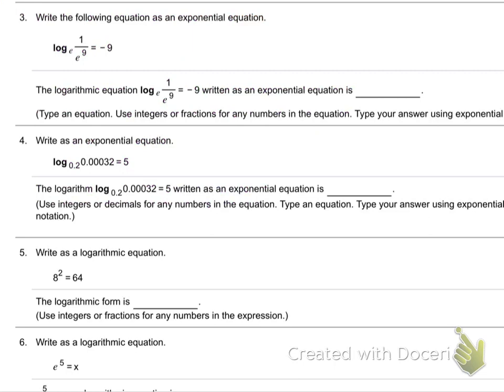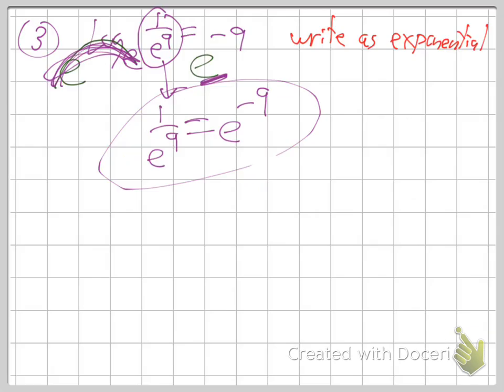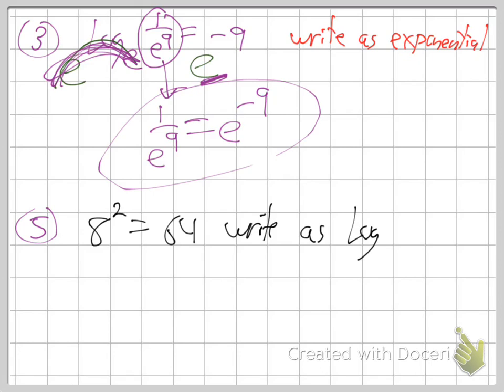Let's go the other way now. Let's jump to number 5. 8 squared is 64. Now they want me to write it as a log. So now I'm going the other way. They're starting with something I'm already more comfortable with, a power statement. 8 squared is 64.